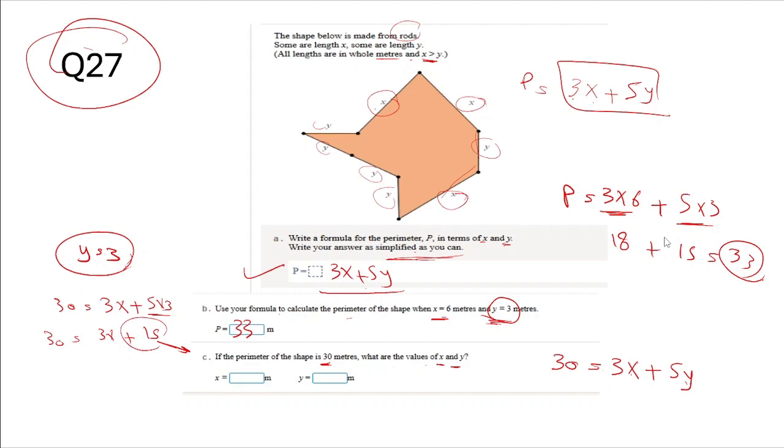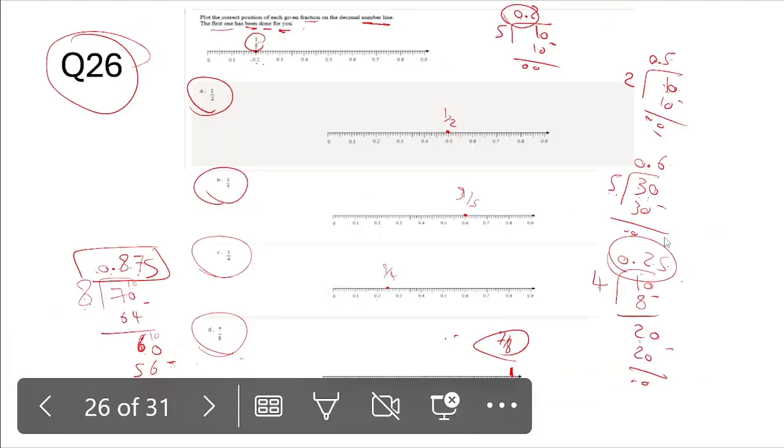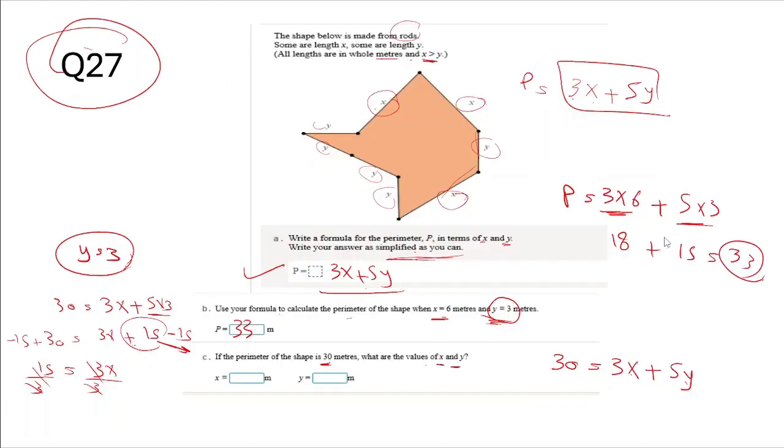So 15, to get rid of it, I say minus 15, and here it will be minus 15. So 3x would be equal to 15. So that means divide by 3 and divide by 3. So x will be equal to 5. So that means when y equals 3, x will be 5.